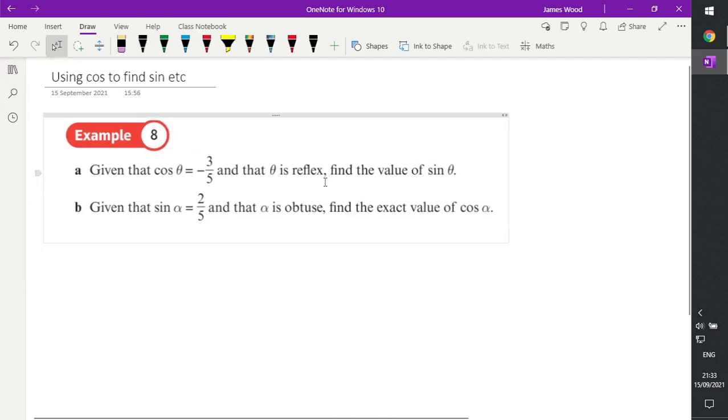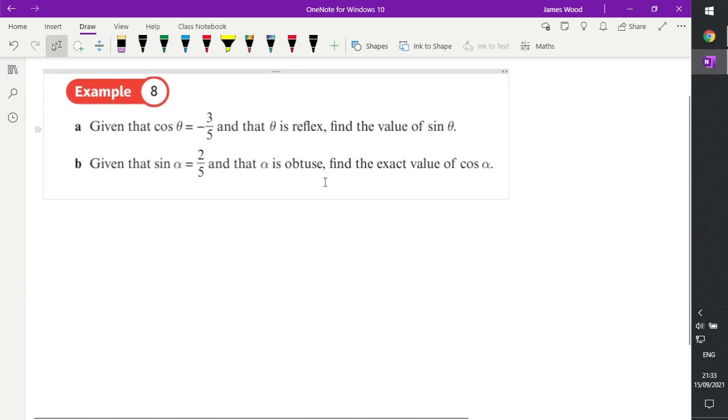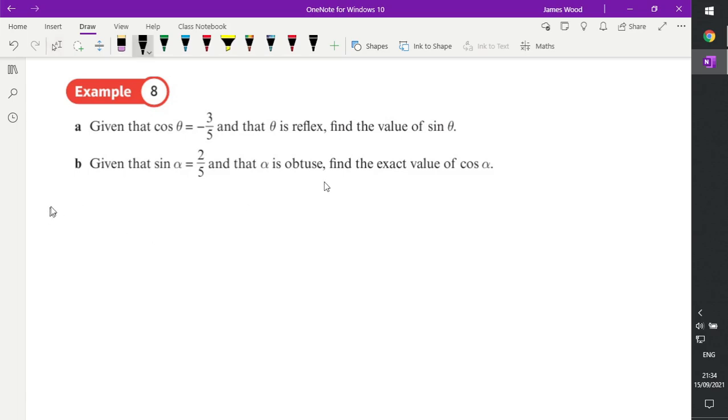And this is a slightly different type of question here. Given that cos theta equals minus 3/5 and theta is reflex, find the value of sine theta. So what we can do is use the identity sine squared theta plus cos squared theta equals 1 to help us. And I'm going to substitute in the value of cos theta, because I've got to work out what sine theta is. So sine squared theta plus minus 3/5 squared equals 1.